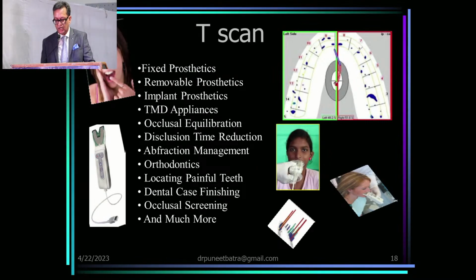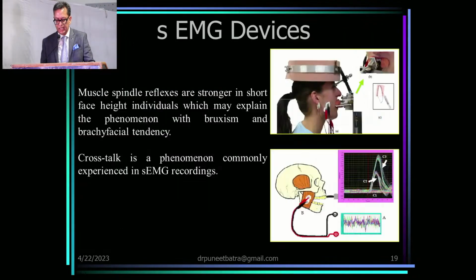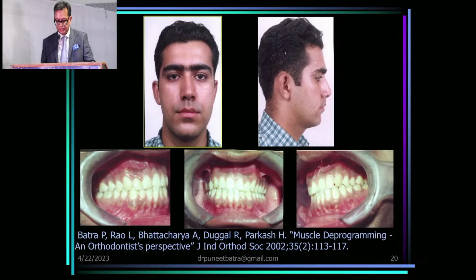So an MRI record of the joint can give you an indication as to what kind of TM joint anomaly is present. T-scan is a very popular tool nowadays to look at occlusal equilibration, to look at disocclusion time reduction, that is called DTR, and also abfraction management. So, having these tools can help you in becoming better diagnostic clinicians. Similarly, surface EMG machines are changing the way you look at muscle function.